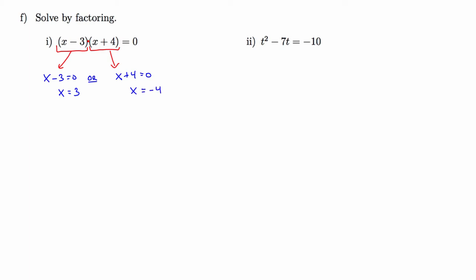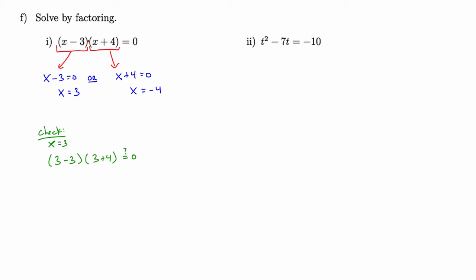While it's not explicitly asked for, it's always a good idea to check your solutions. To check if 3 is actually a solution for this equation, we'll always want to return to the original equation and substitute 3 in for all of the x's. So the original equation had been x minus 3 times x plus 4 equals 0. Substituting 3 for those x's, we would have 3 minus 3 times 3 plus 4, and we'd be asking, is that equal to 0?